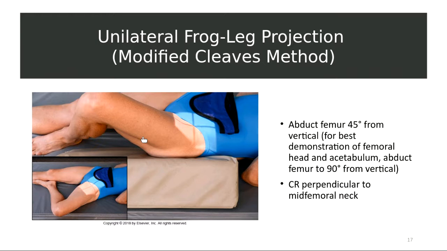So you're again 1 to 2 inches in from ASIS, 3 to 4 down. All right, so if ASIS was right here, you're 1 to 2 medial, 3 to 4 distal, which puts you right here, mid-femoral neck, and the central ray is perpendicular.